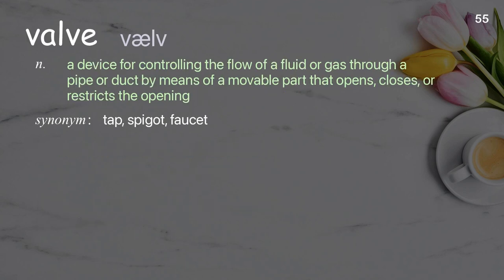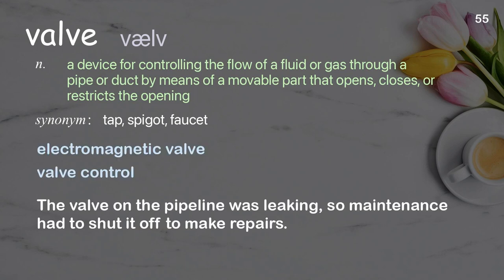Valve: a device for controlling the flow of a fluid or gas through a pipe or duct by means of a movable part that opens, closes, or restricts the opening. Examples: Electromagnetic valve. Valve control. The valve on the pipeline was leaking, so maintenance had to shut it off to make repairs.